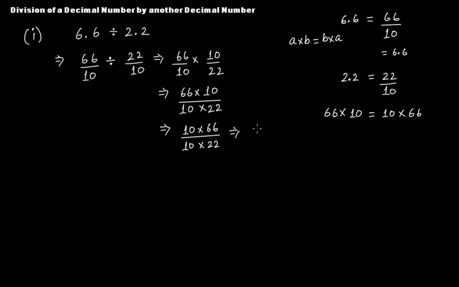So this will become 10 over 10, and then 66 over 22, because if you multiply them, you get back this one. Now if you solve 10 over 10, you'll get 1 over 1. Why? Because the highest common factor in this case is 10, and if you divide the numerator and denominator both by 10, you get 1 over 1 multiplied with 66 divided by 22, which is 3, because 22 times 3 is 66. So the answer is 3.